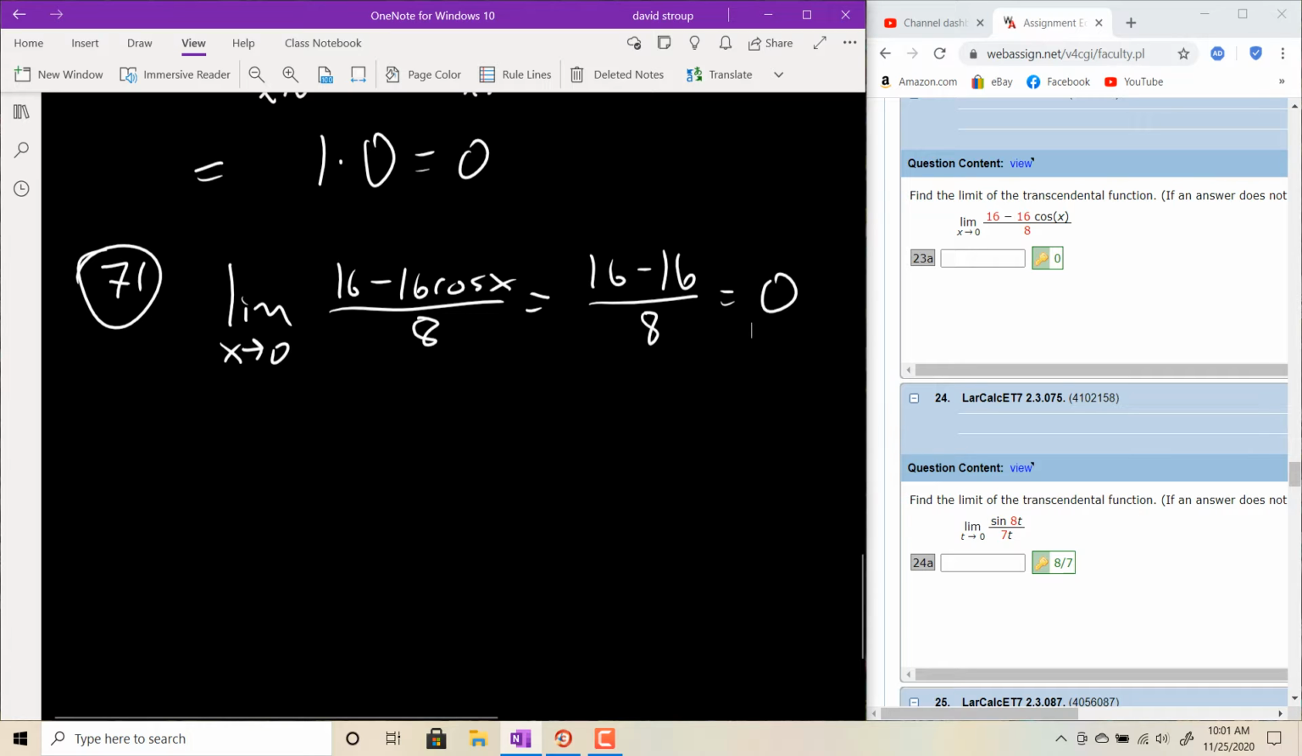Getting carried away with these problems. I feel like we should go on to the next section. Let me do one more. I apologize. This is overkill, I think. Limit as t goes to 0 of sine of 8t over 7t.